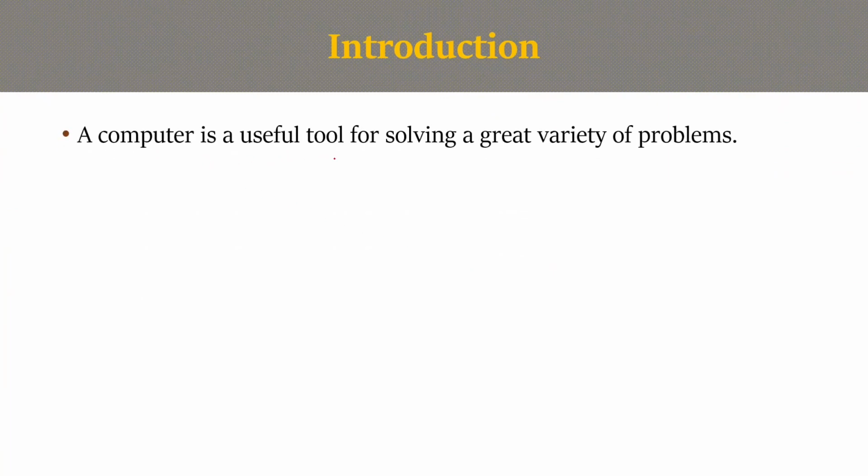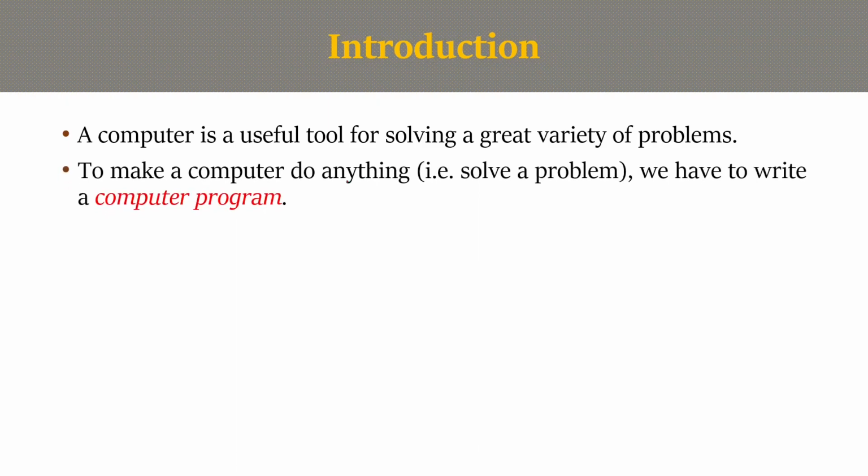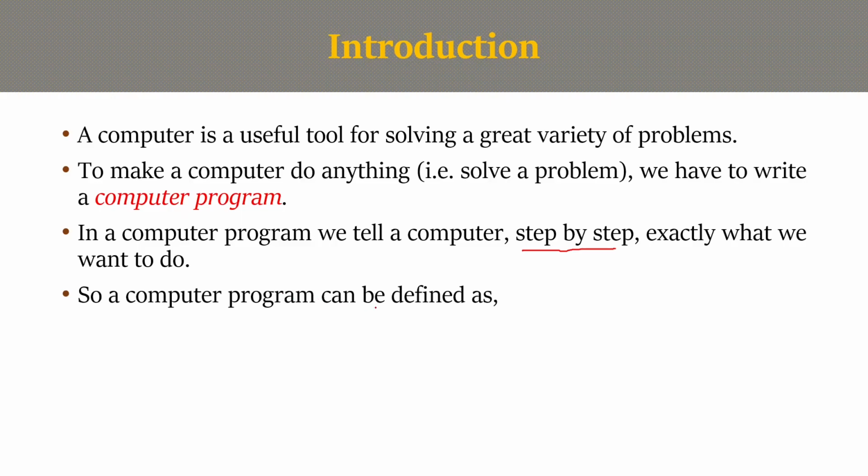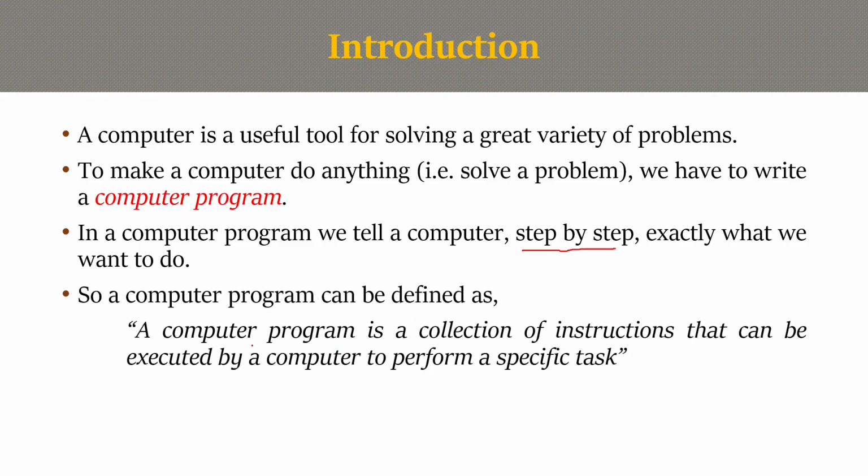A computer is a useful tool for solving a great variety of problems. To make a computer do anything, that is solving a problem, we have to write a computer program. In a computer program, we tell a computer step by step or sequentially exactly what we want to do. So a computer program can be defined as the following. A computer program is a collection of instructions that can be executed by a computer to perform a specific task.